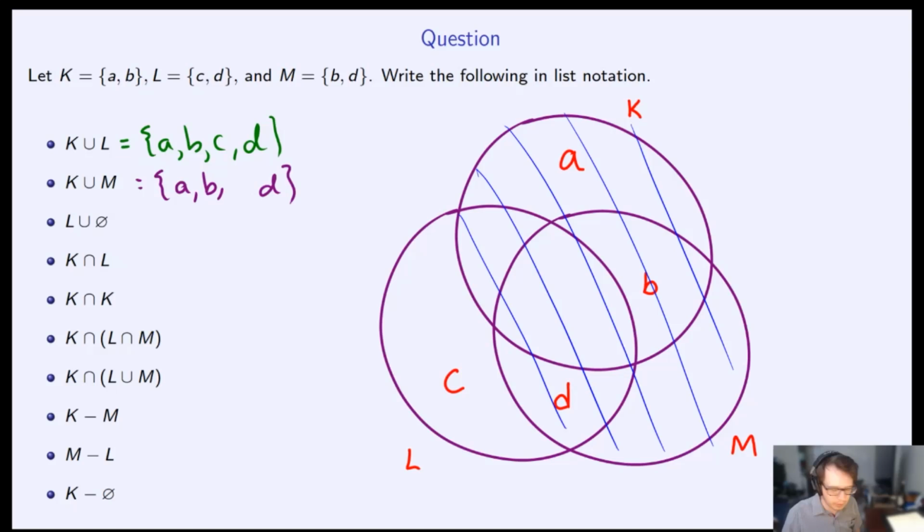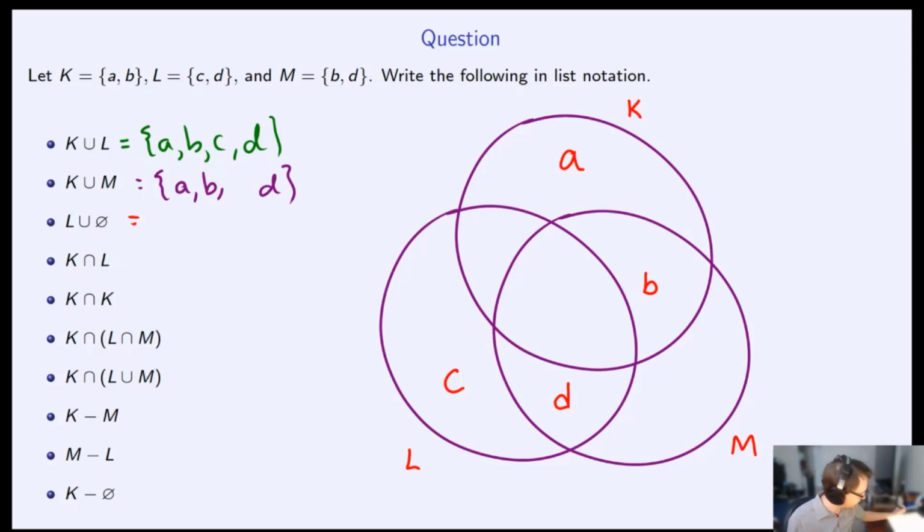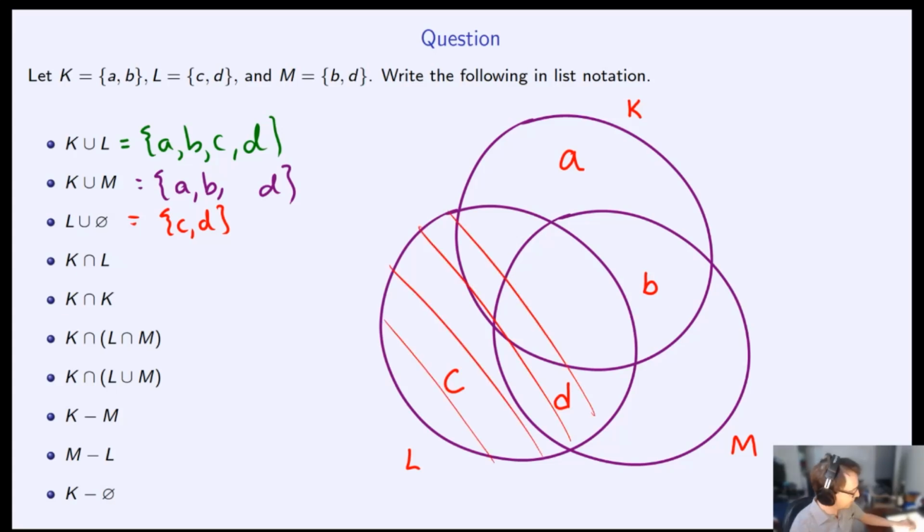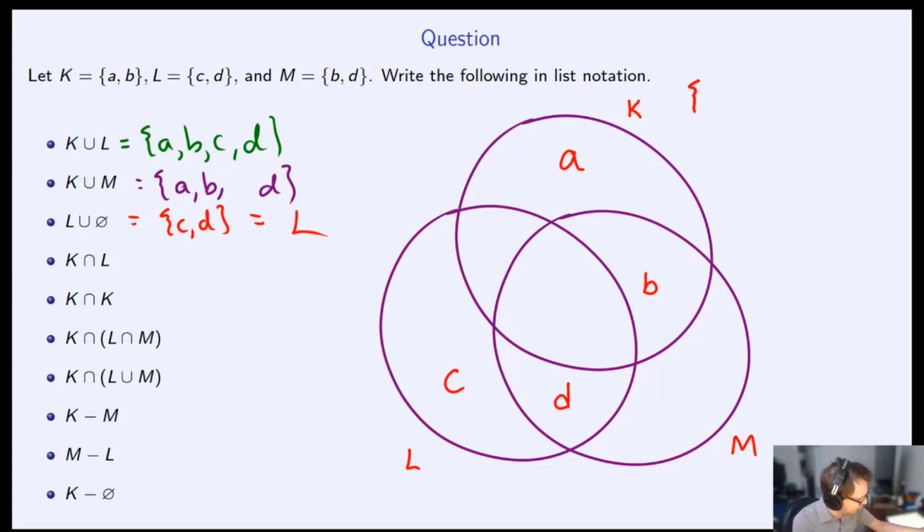Okay, L union the empty set. What about this one? C and D, yeah. So when we have L union the empty set, basically this just means that we're taking L on its own and we're taking L with nothing because the empty set has nothing in it. So it's everything in L with nothing else. So we're just left with L. So just one second, it wouldn't be C, D, and empty set. It would just be C, D. Yeah. So basically, this is the same thing as saying, I want everything in CD union the empty set, which has nothing in it.